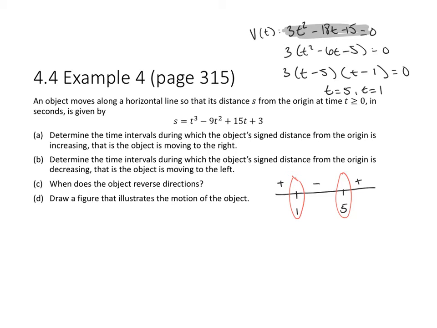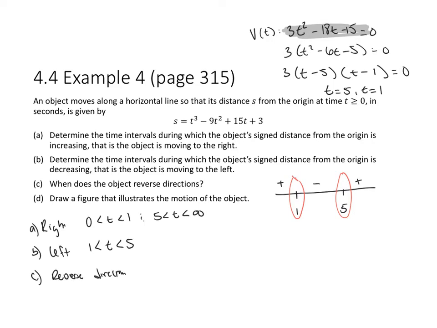than 5. So we're moving to the right between 0 and 1 and between 5 and infinity. And we're moving to the left between 1 and 5. And we change directions at t equals 1 and t equals 5.